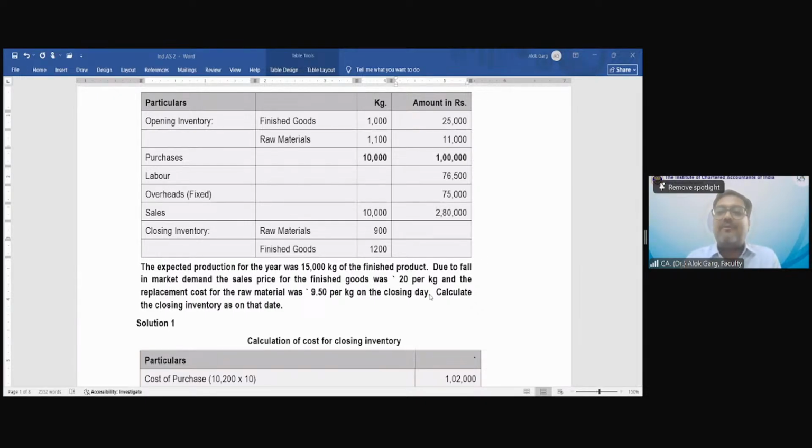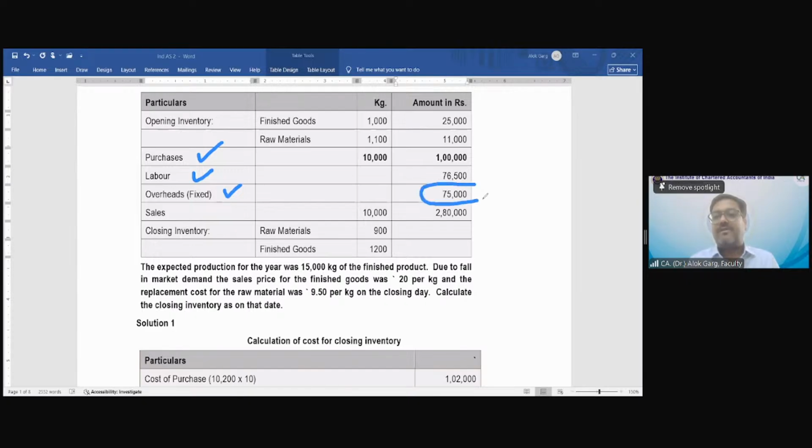And what is the price per unit of the raw material? Price per unit is 10 rupees ना? Purchase भी 10 rupees पे हुआ है और आपका opening भी 10 rupees पे था. 10 rupees is the price. Yes, sir. 10,200 multiplied by 10. What is your cost of purchase? 1,02,000. Now, what is your direct labor cost? So ये clear है, cost of purchase. What is the direct labor cost? 76,500. Cost of conversion.